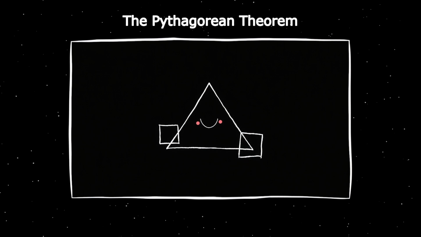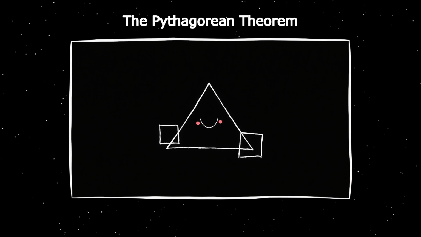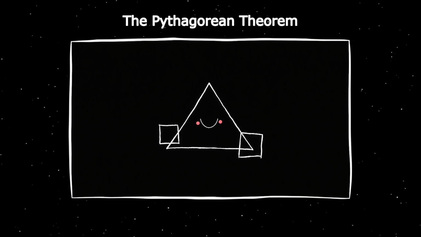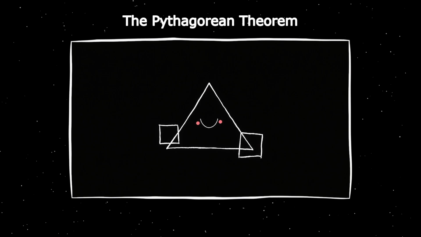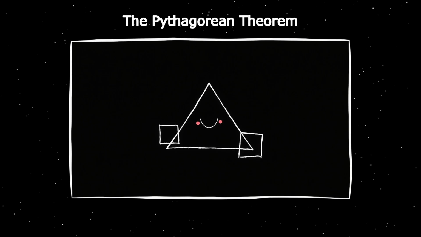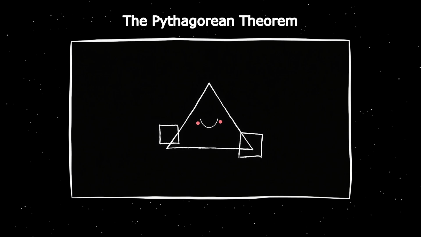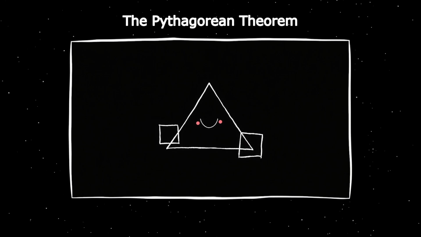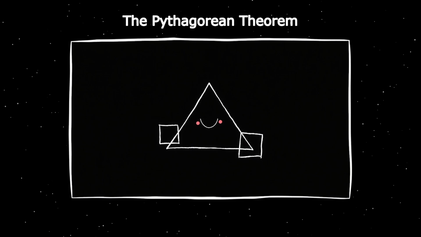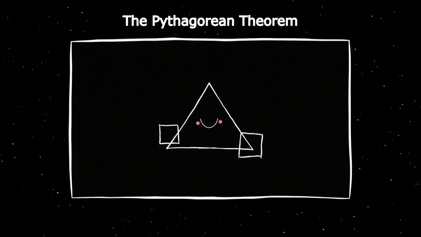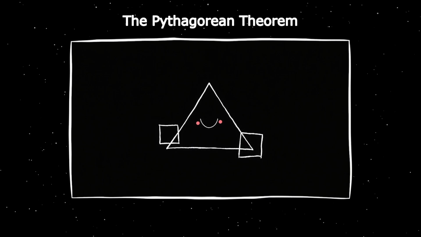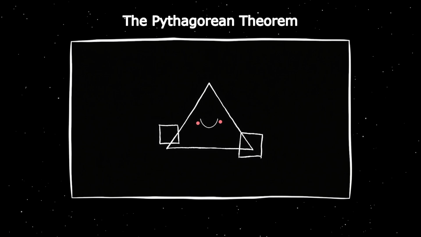In physics, the theorem can be employed to analyze vector components. Vectors are quantities that have both magnitude and direction, and often they need to be broken down into their horizontal and vertical components. The Pythagorean theorem allows physicists to calculate the resultant vector, which combines these two components effectively.